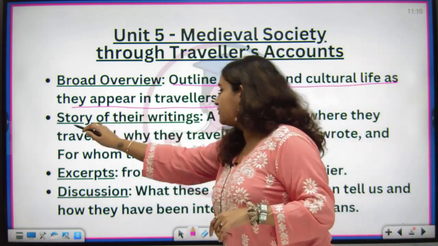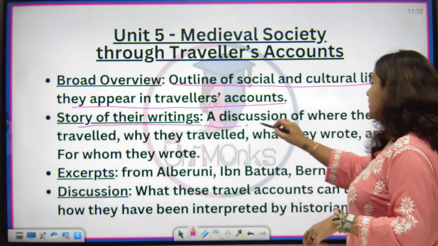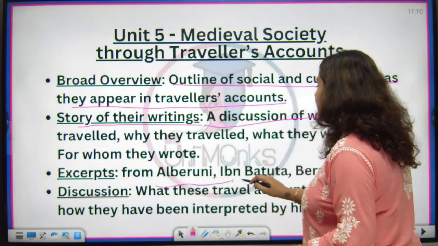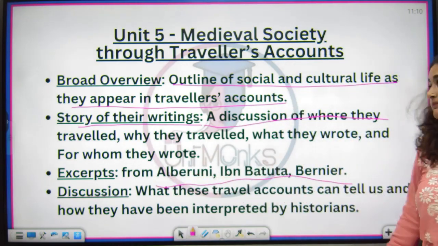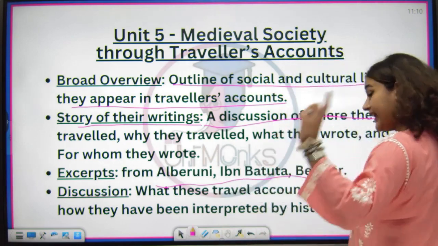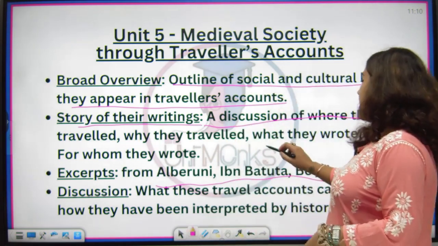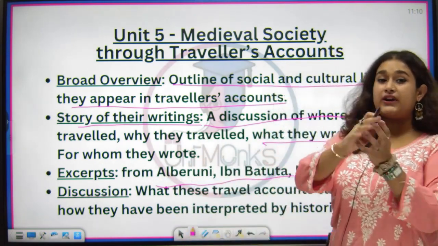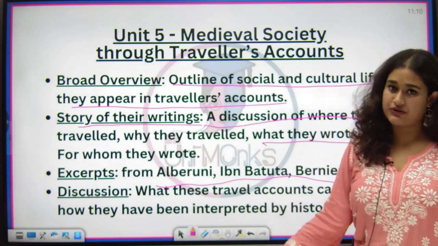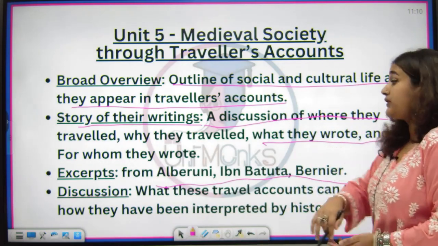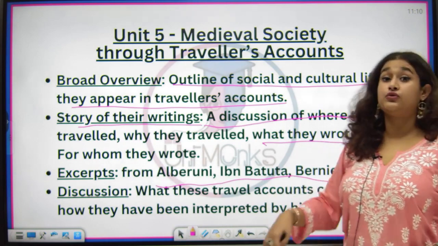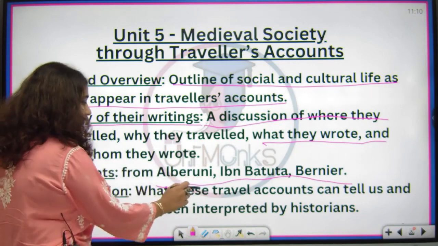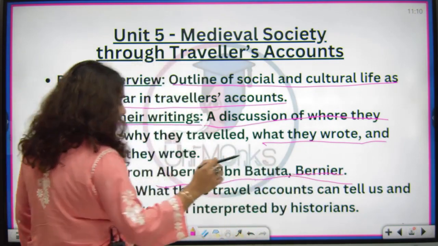Apart from this, stories of their writing, a discussion of where they traveled. The travelers are Al-Biruni, Ibn Battuta and Francois Bernier. A discussion of where they traveled, why they traveled and what they wrote and for whom they wrote. So, whatever places they traveled to, why they traveled to these particular places, what they wrote about all of it and for whom they wrote all of this. The travelers that you are going to focus on are Al-Biruni, Ibn Battuta and Francois Bernier.